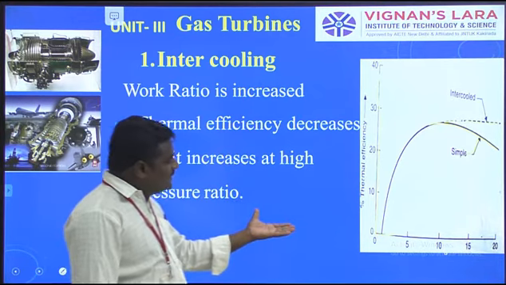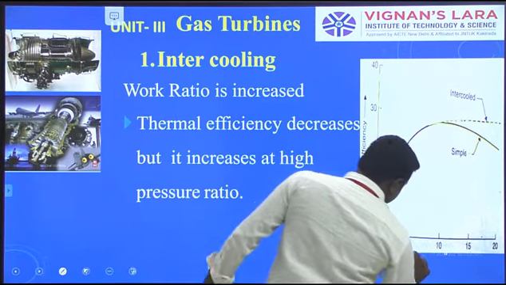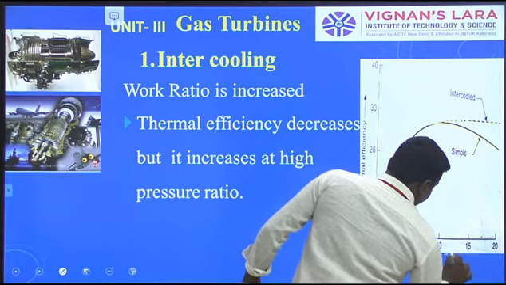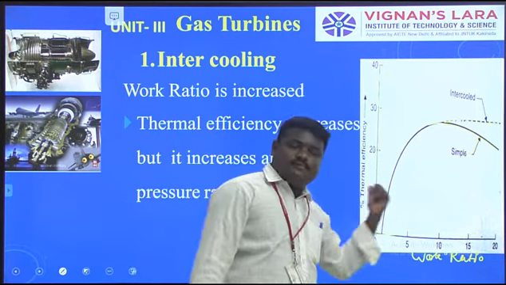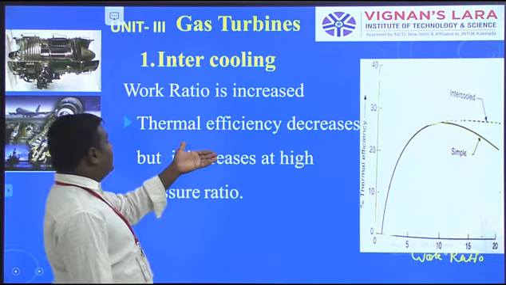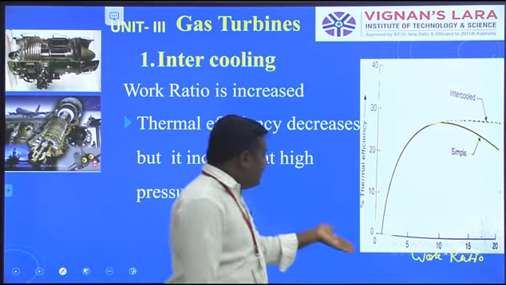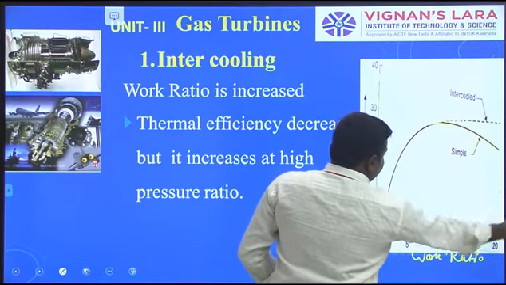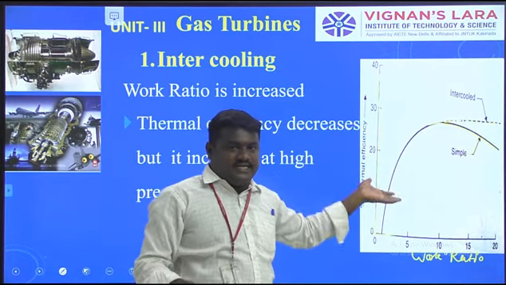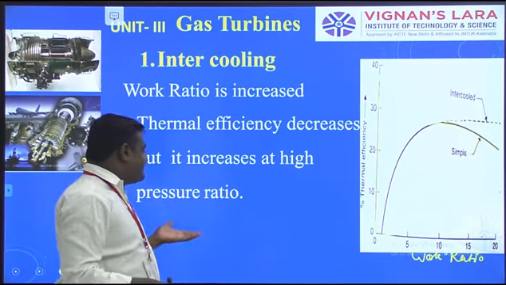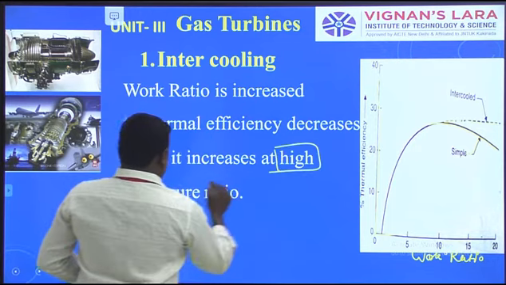So the work ratio is increased. When the work ratio is increased, thermal efficiency is decreased. So on the y-axis, thermal efficiency decreases, but it increases at a high pressure ratio.